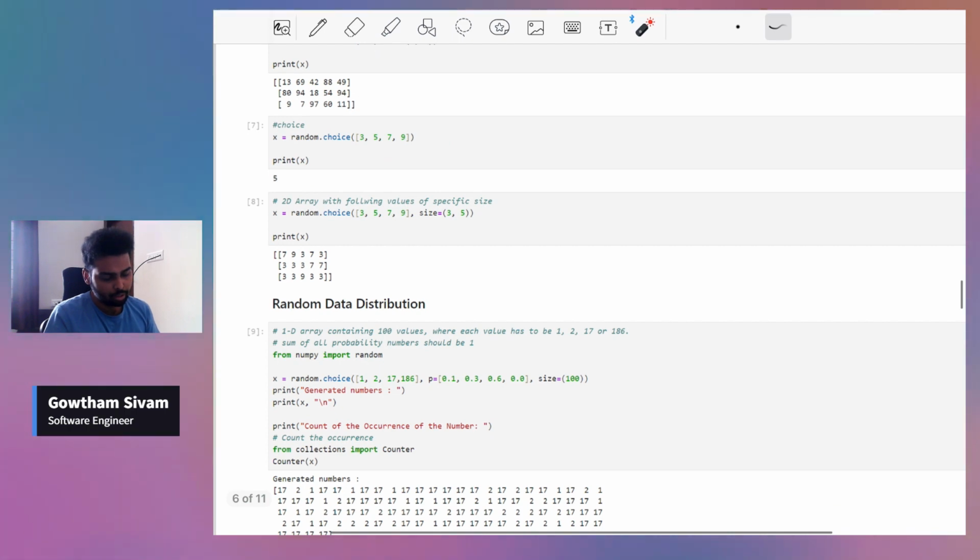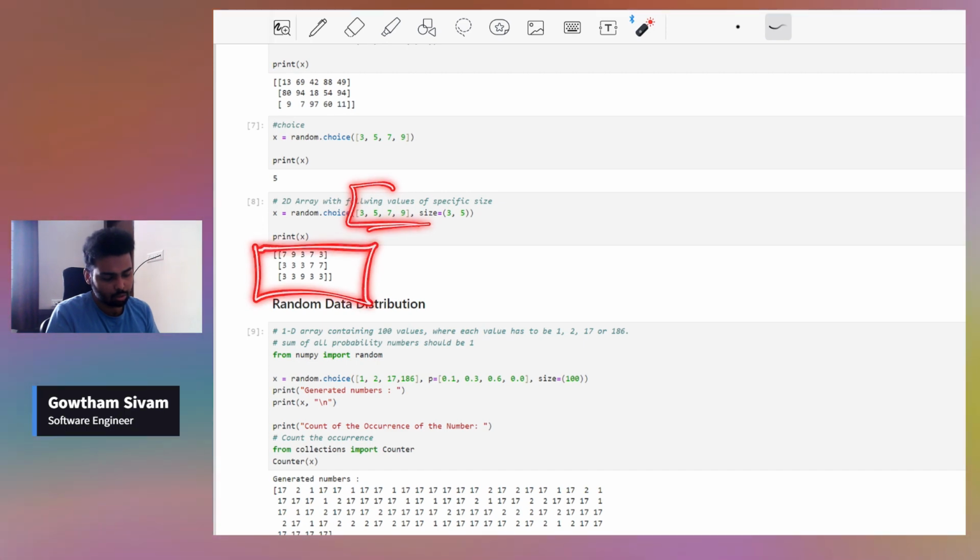Next is a 2D array with the following values of a specific size. With random.choice on 3, 5, 7, 9, with size 3, 5, the choice has to generate a 3 by 5 matrix where the data will be only from these 4 numbers. It should not have anything other than these 4 numbers.